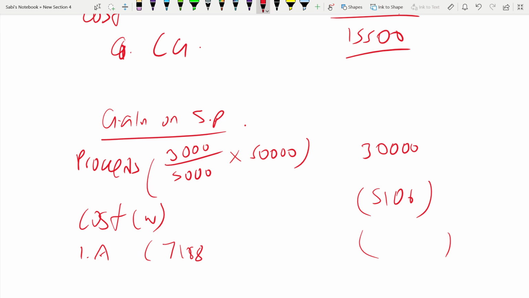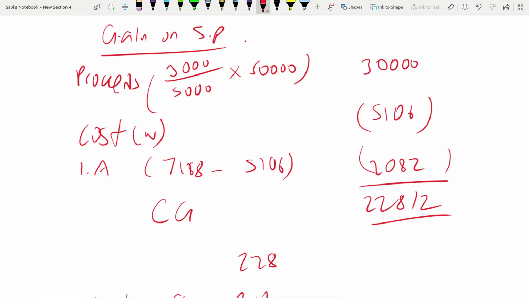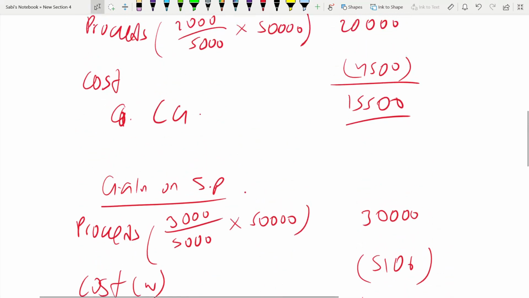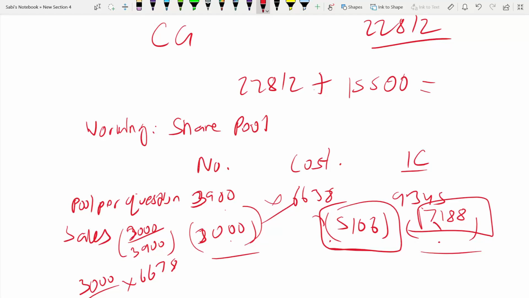That was the indexation cost. From the indexation cost, deduct the cost. This is the indexation allowance. So 7188 index cost minus cost is 2082. And your gain is 22812, chargeable gain. So now, what do you do? You just add the total gain. 22812 from the share pool, plus 15500 from the previous 9 days, which gives you 38312. So this is your total chargeable gain. You see?